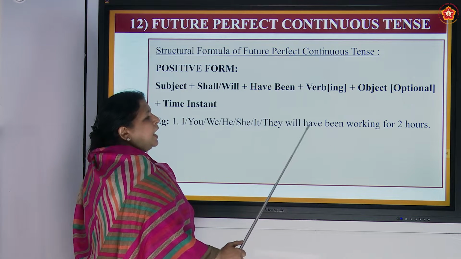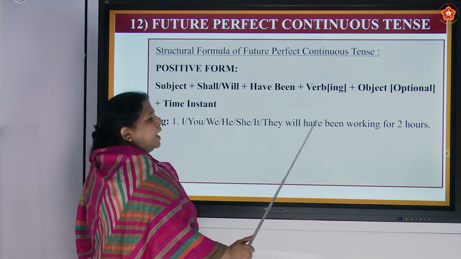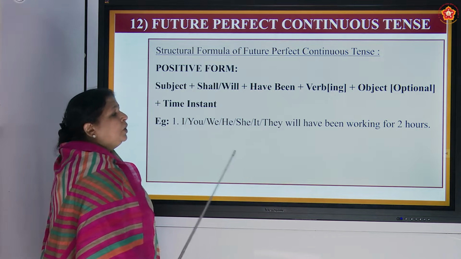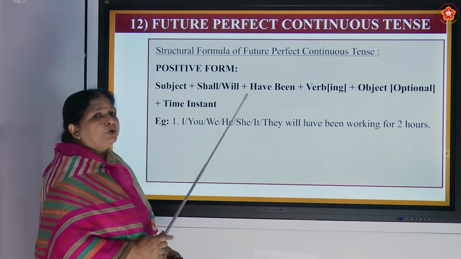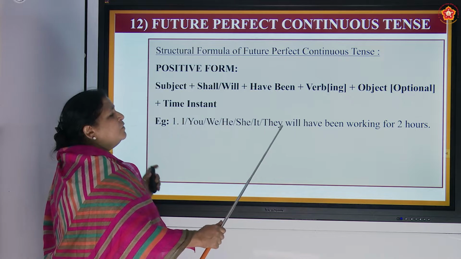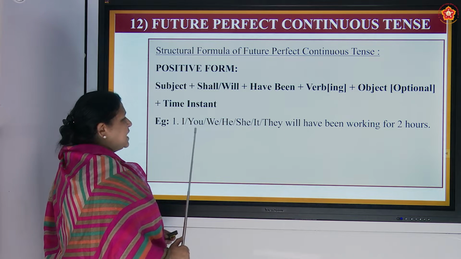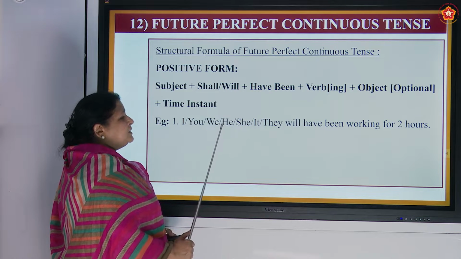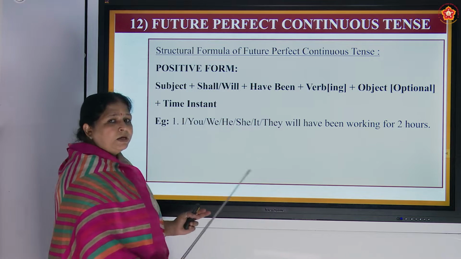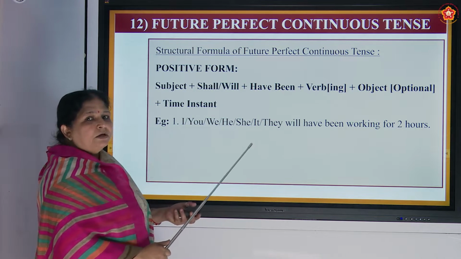It will have been working for 2 hours. They will have been working for 2 hours. Okay. So, in your homework book, when you want to write in short form, see, all these will have been working for 2 hours. So, you have to write I slash you slash we slash he. You don't have to write all these how I am explaining. You just put a slash. Then it is understood by you.